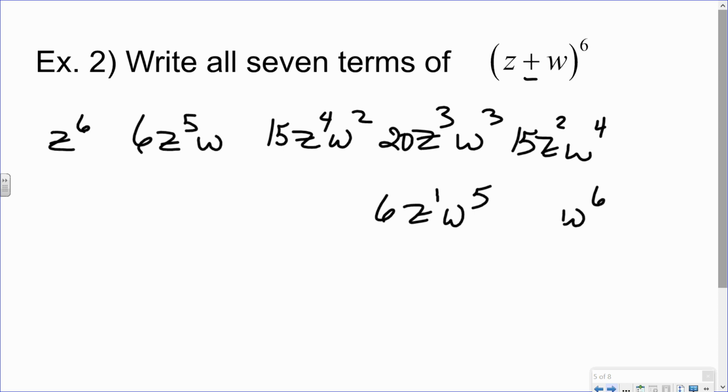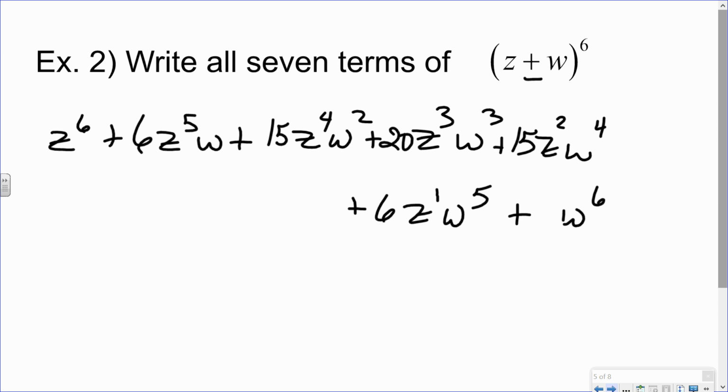Because this was plus, I have pluses between all of these terms. And there is my answer for this problem. Any questions on that? Still got some other things we're doing with this stuff.